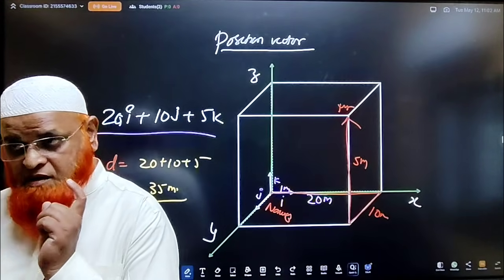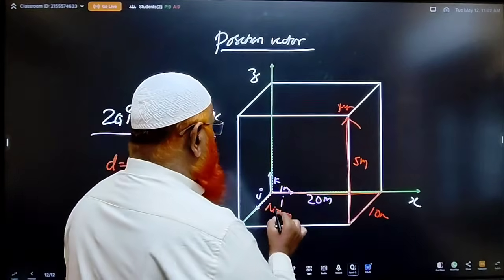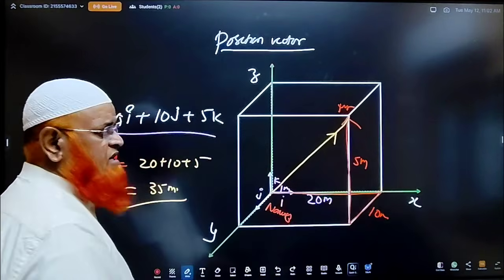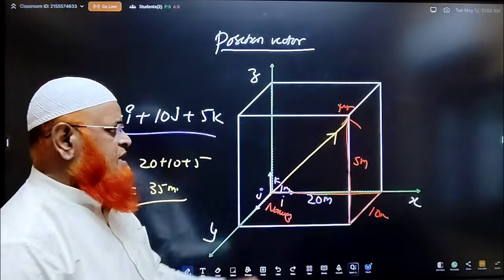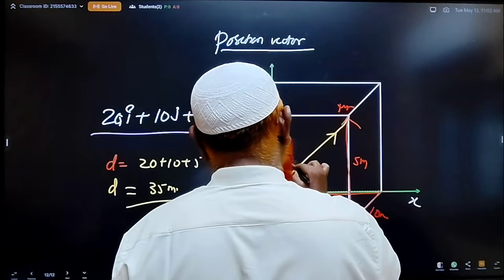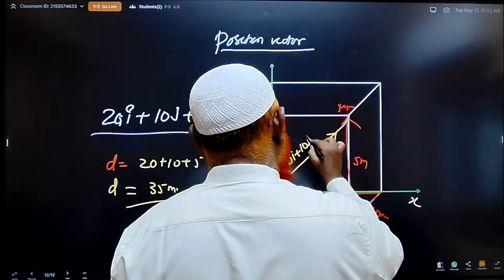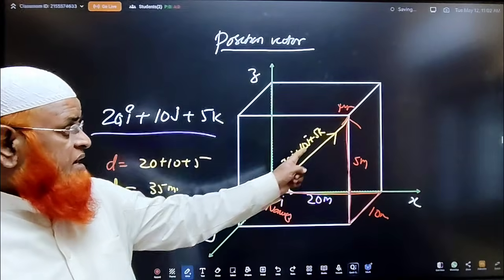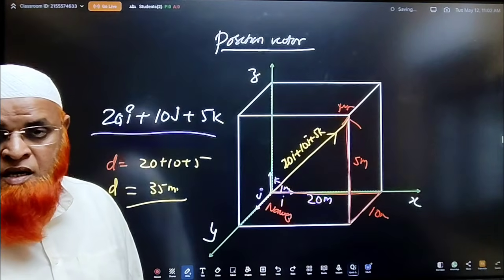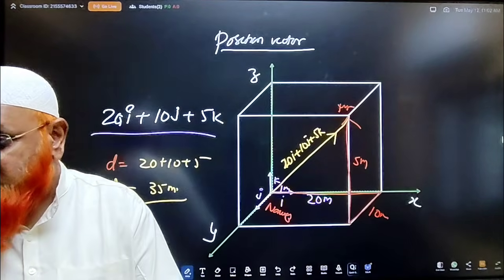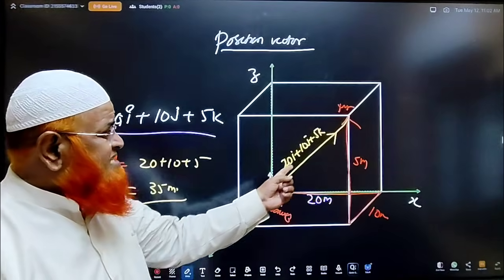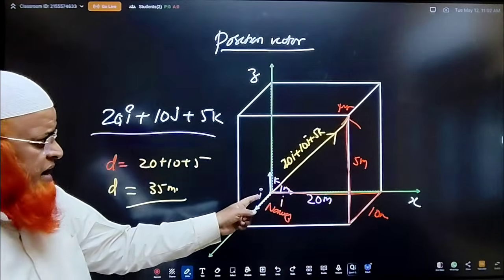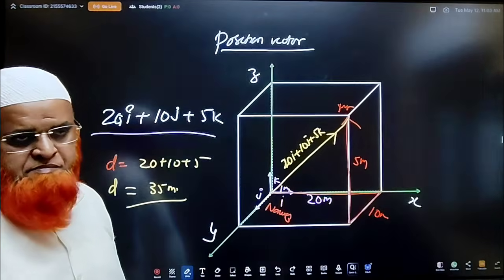I want a vector. Vector means what will I do? Starting point, ending point, I will join one line. That's it. This is going to be a vector now. And this vector is represented as 20i plus 10j plus 5k. Hope you are understanding. I have represented this vector in terms of vectors with this value, and I want the magnitude. I want the displacement. Displacement is what? Starting point, ending point, straight line.